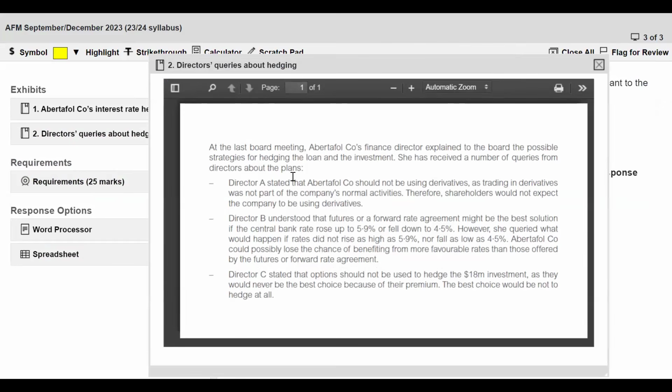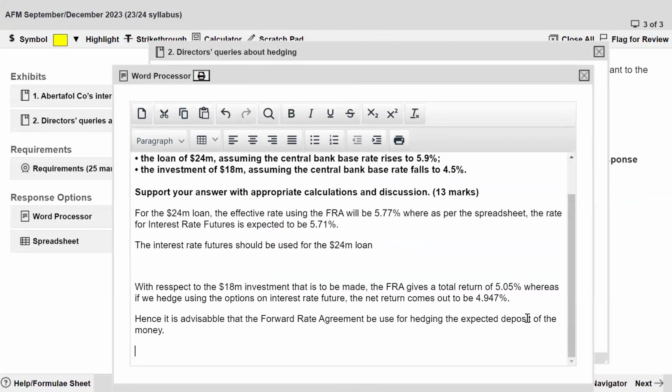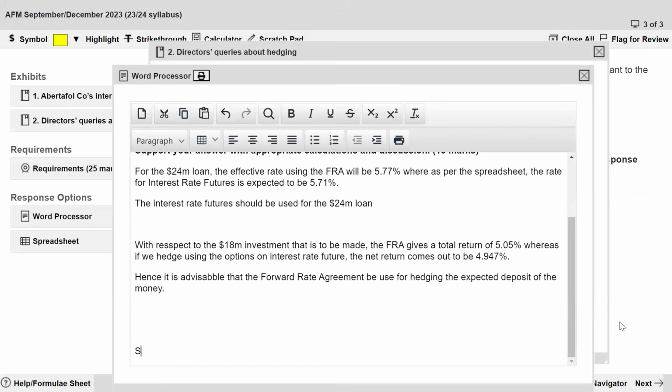It says, Director A stated that the company should not be using derivatives as trading in derivatives was not part of the company's normal operating activities. Therefore, shareholders would not expect the company to be using derivatives. So one of the things is that shareholders are not expecting the company to be using derivatives.